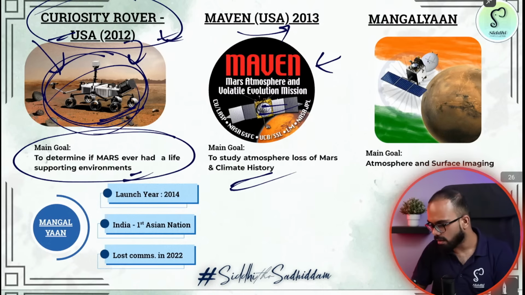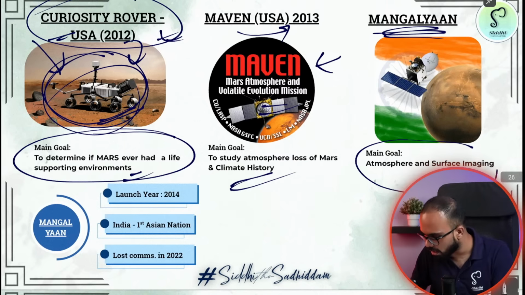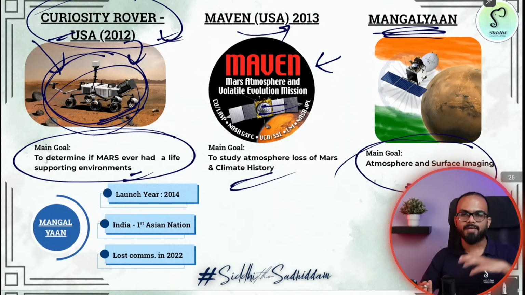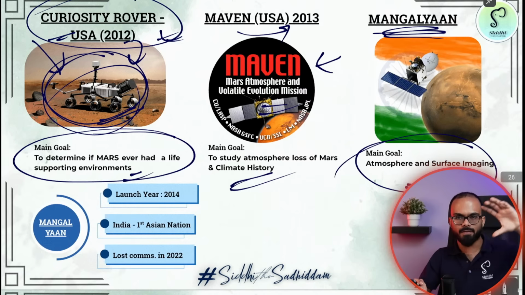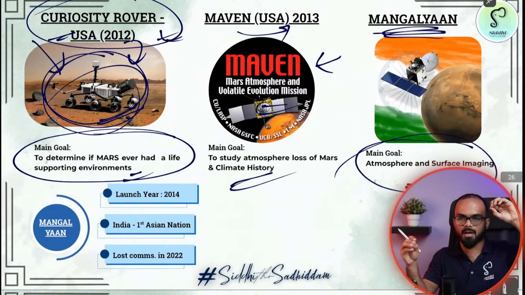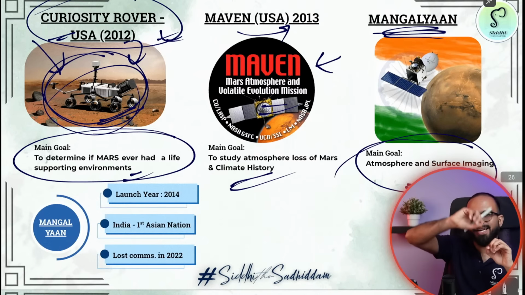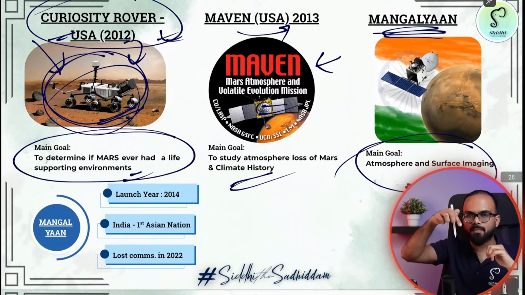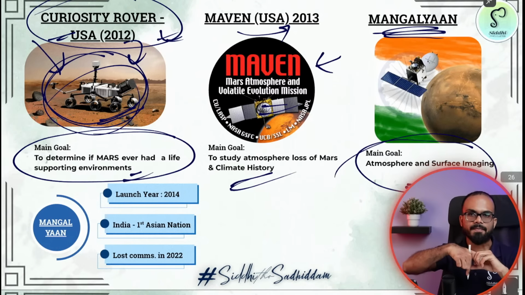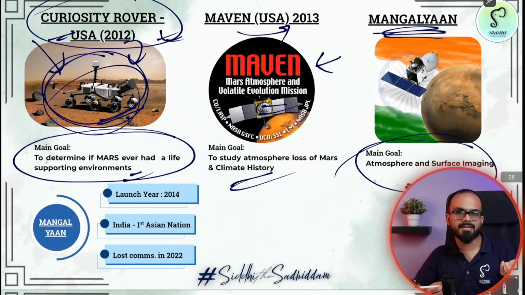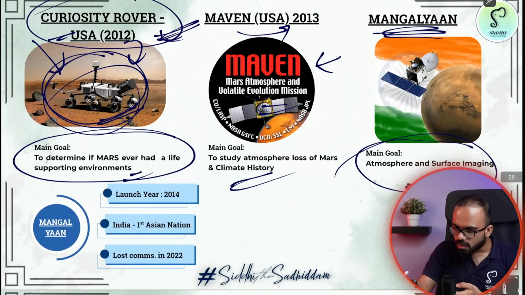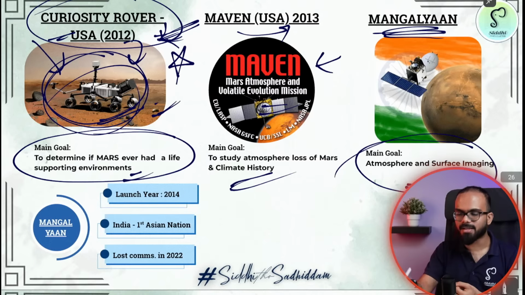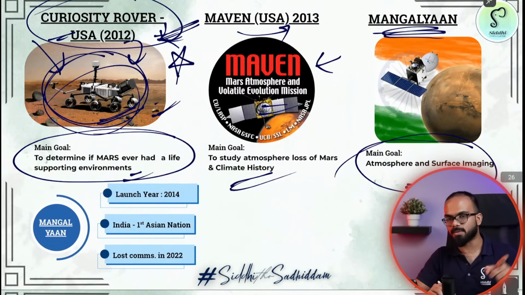Next, Mangalyaan. The main goal of Mangalyaan 1 is to study the atmosphere and do surface imaging. As you see properly, first you have to look at the surface. You have to understand how the surface is. You have to understand how the atmosphere is. And in the second stage, you will do landing. In the first stage, you cannot do landing. Yes, Mars 3 was also successful. Curiosity rover belongs to USA, and this can be asked in your exam. Mars 3 is the first one.